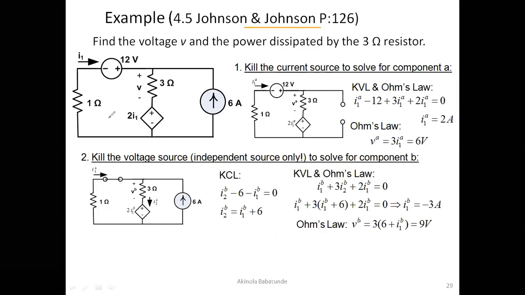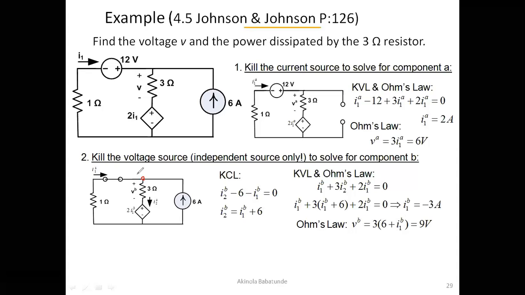If you kill the independent source of 12 volts, it means you're replacing it with a short circuit. So we have a short circuit here. And then we are putting our current source back. Let's first of all take KCL around this particular node. If we take KCL around this node, we do know that current entering a node must be negative. Our notation, we talked about this much earlier in previous lessons.